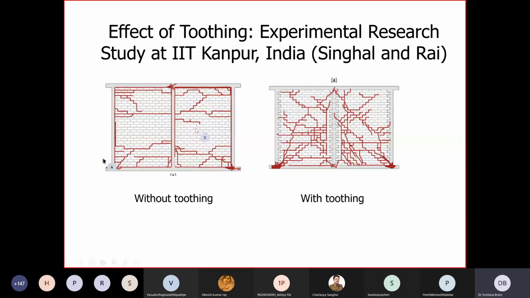It can be clearly seen that there is a difference in behavior. However, the conclusion was that even the wall without toothing did not perform dramatically bad. They didn't collapse, but the damage pattern and the behavior of the wall with toothing was superior. So toothing has clear benefits. In this IIT Kanpur study, there was no horizontal reinforcement provided. So it was simply without any toothing, straight edge.